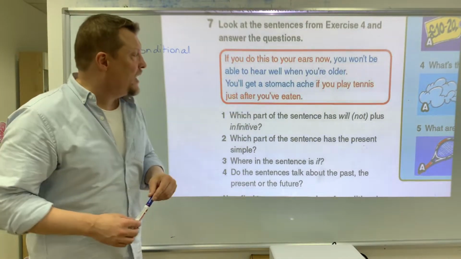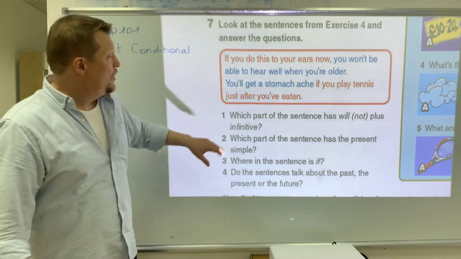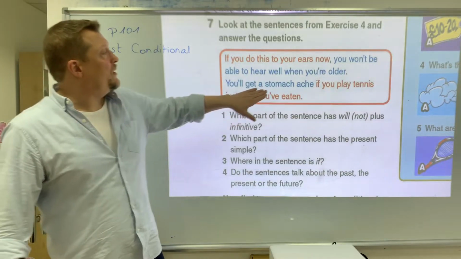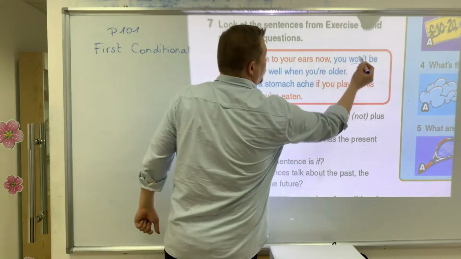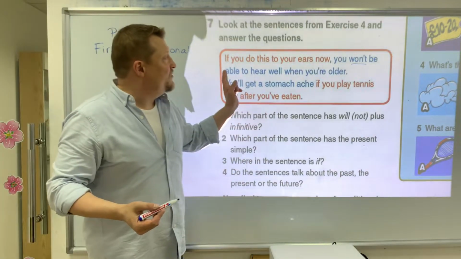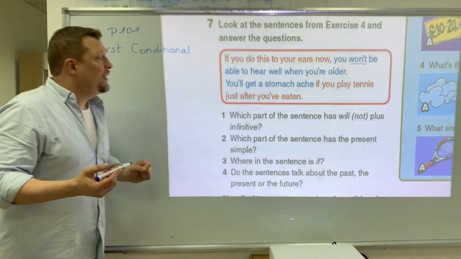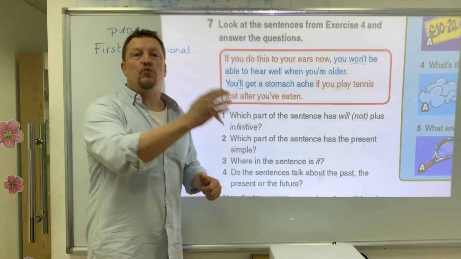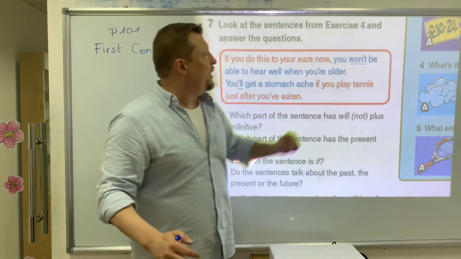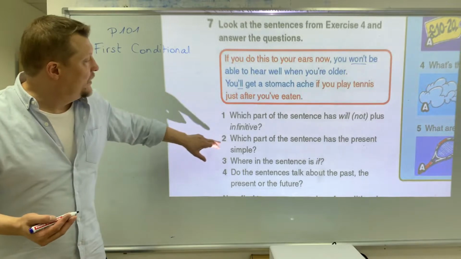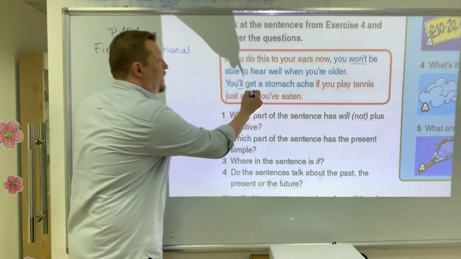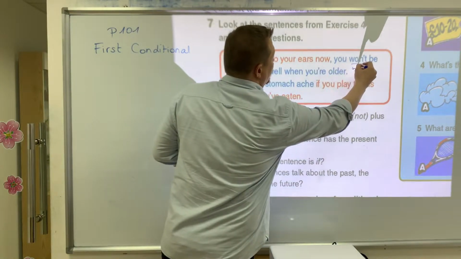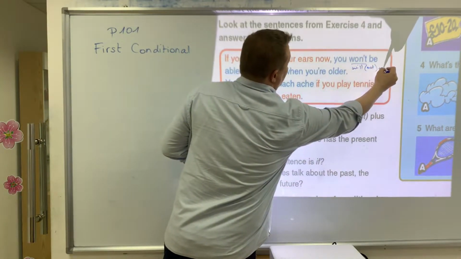Which part of the sentence has will or will not plus infinitive? So here, will, can you see will anywhere? Oh well, will not, which is won't, and the infinitive to be able to. Okay, good. And in the second sentence, you'll, yes, that's the contraction of you will. So you will, and here you won't. So that's number one. You will get, infinitive right here. Will and infinitive right here. Will not and infinitive.